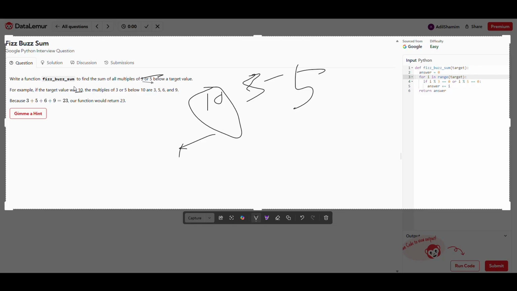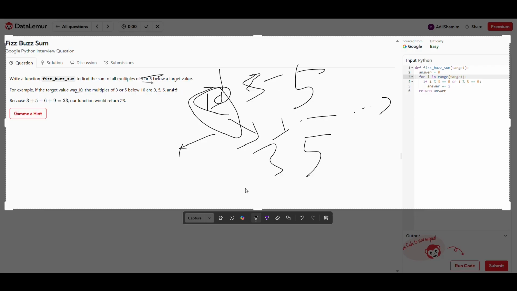Okay, what is the problem? The main multiplication means we need to find the multiples of the numbers 3 and 5 below the target, which is 10. So for 10, we need to check every number below it, whether it is 1, 2, 3, 4, 5, 6, 7, 8, 9. We don't count this 10. This is the target value. We don't need to count 10, it is already told to us.